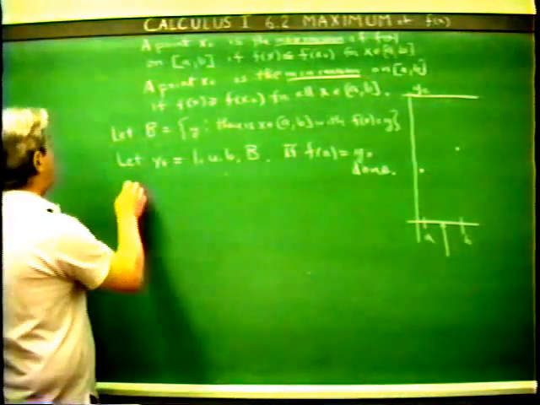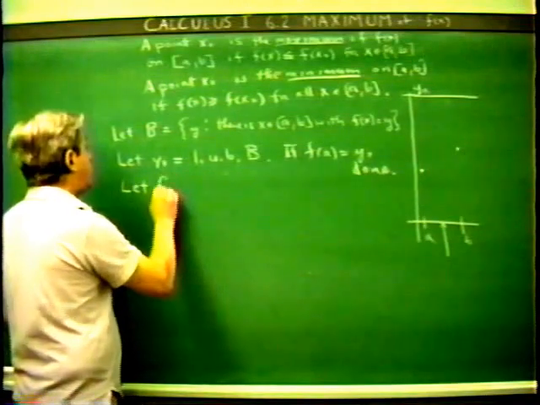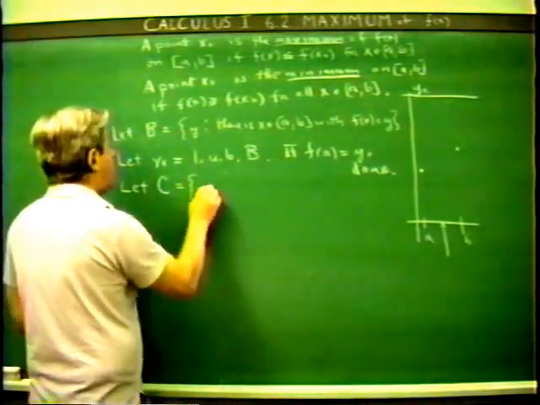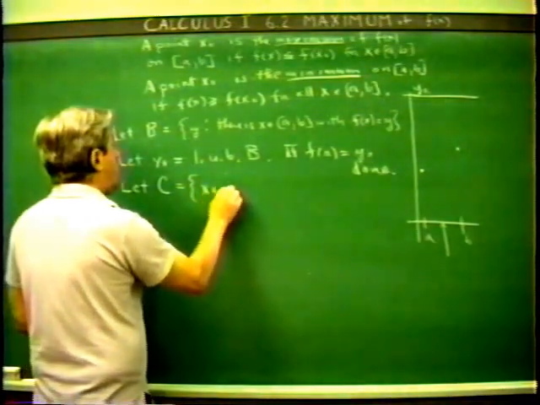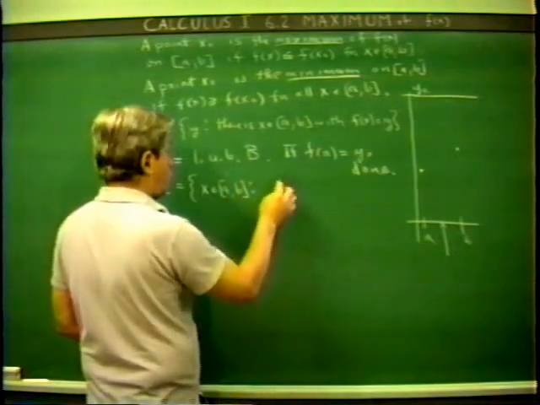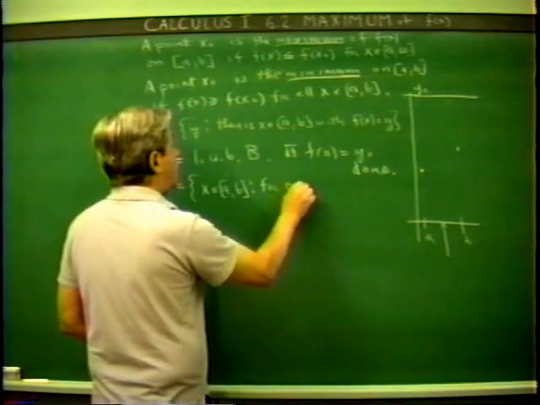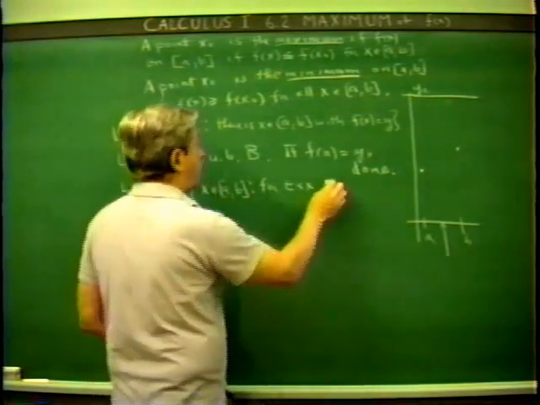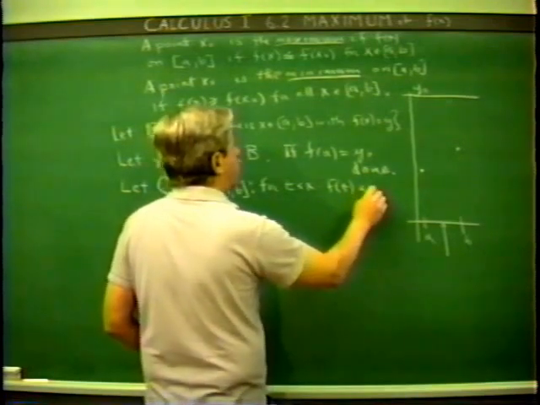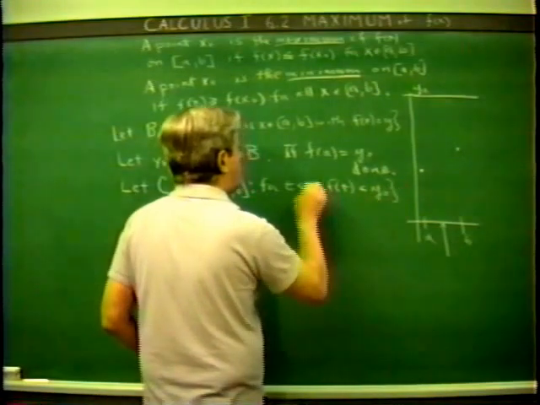Okay, let's consider another set here. Again here, this is going to use the completeness argument. It already has, and it's going to do so again. Let C be the set of x in AB so that for t less than x, f of t is less than y naught.